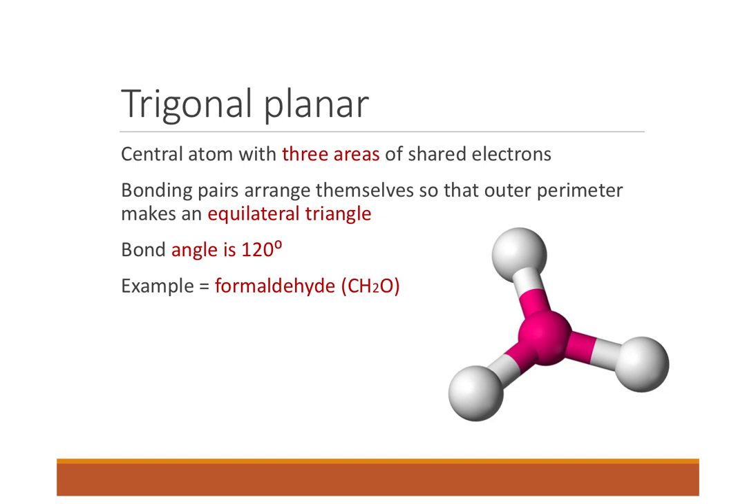What if you have a central atom with only 3 areas of shared electrons? Well, here your bond angle is going to be different than 109. In fact, it arranges as an equilateral triangle, so the bond angles end up being 120 degrees. An example of this would be formaldehyde, which has the formula CH2O. In the Lewis dot structure for this, we have a double bond between the carbon and the oxygen, and then a single bond between the carbon and each of the two hydrogens.